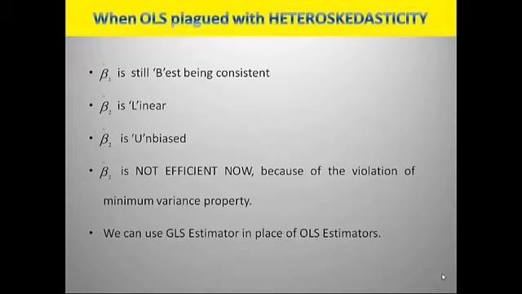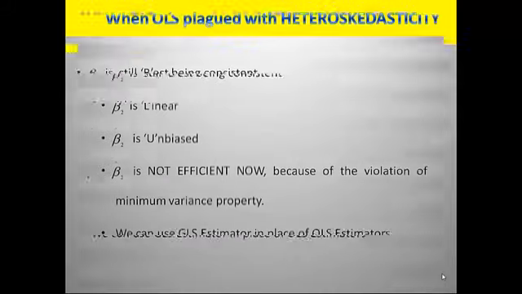So what happens when OLS is applied with heteroskedasticity? Beta 2 cap is still consistent. Beta 2 cap is still linear. Beta 2 cap is still unbiased. But the problem is that beta 2 cap is not efficient now because of the violation of the minimum variance property. So what can we do? We can use GLS estimators in place of OLS estimators.